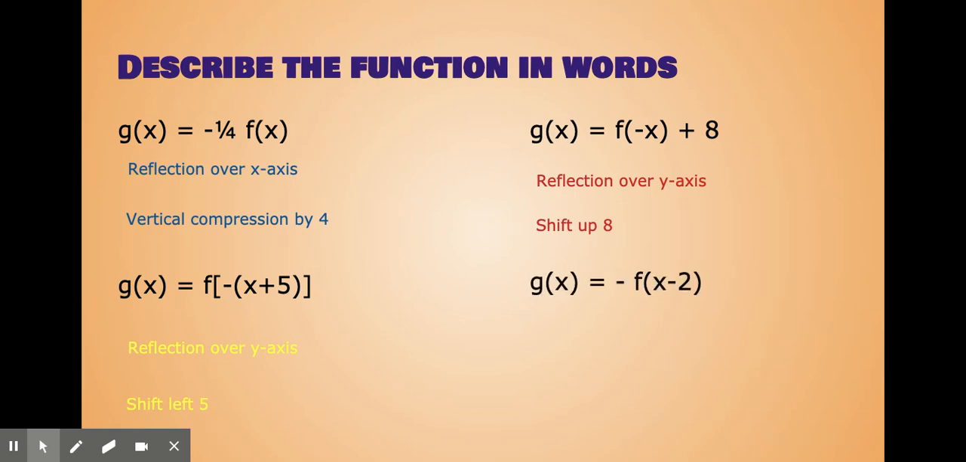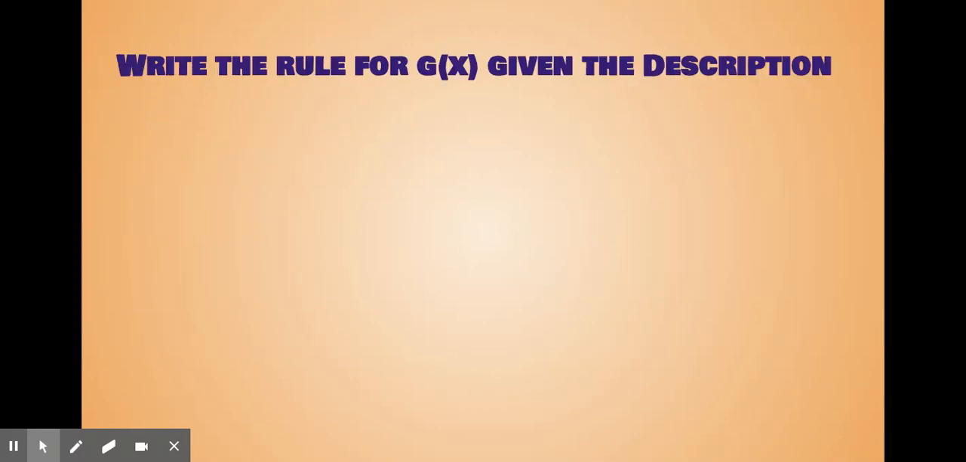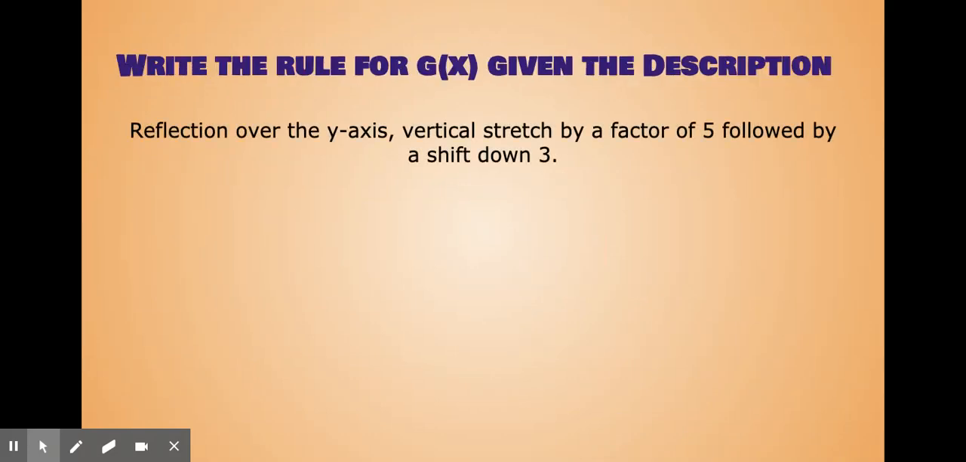Okay, last one here, that negative is outside of my function, so that's going to be a reflection over the x-axis, and a shift right 2. Okay, last thing, I'm going to write the rule given my description.